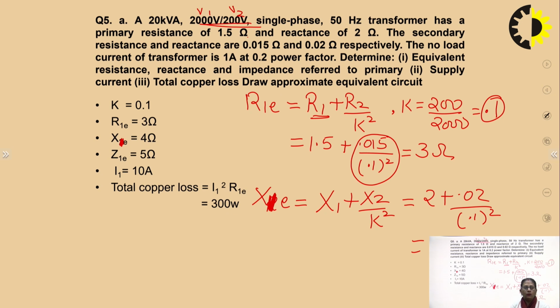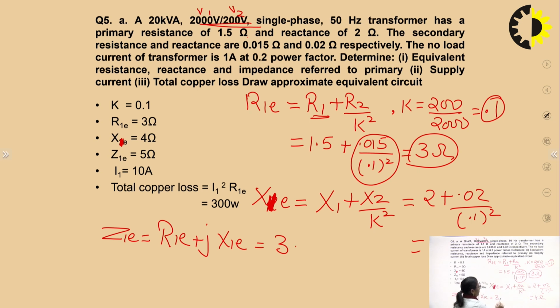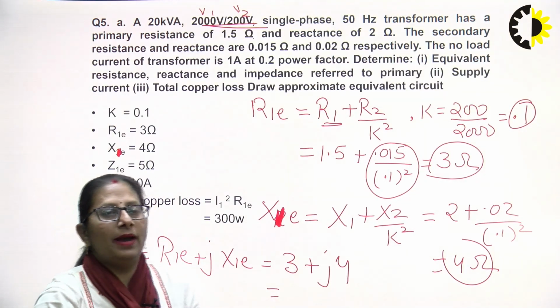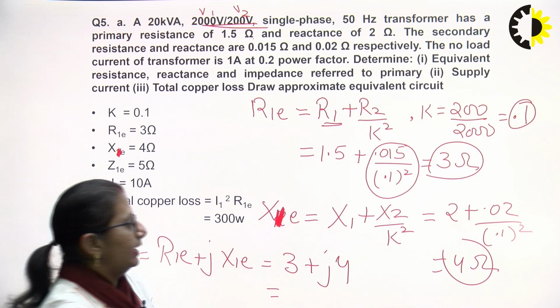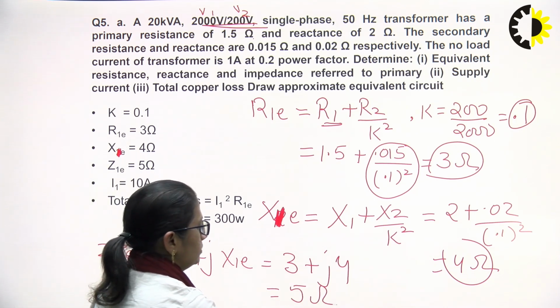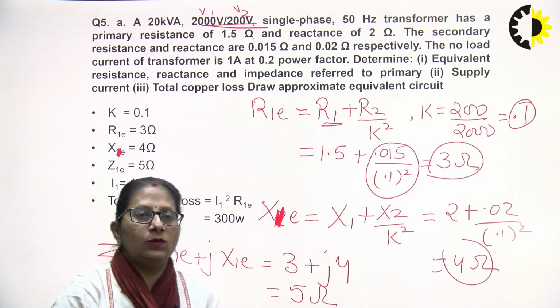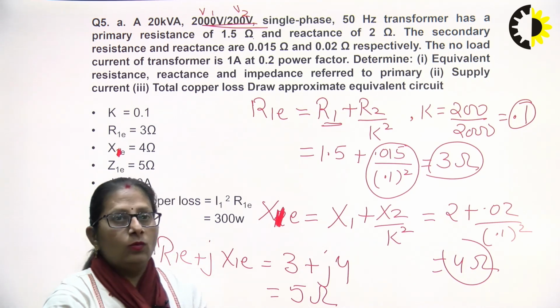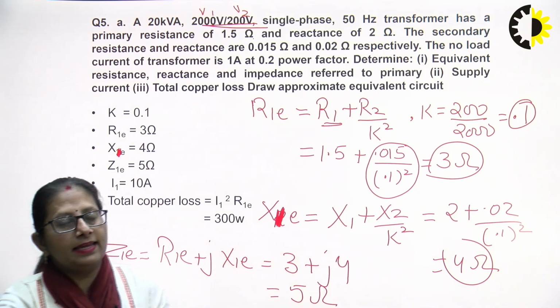Then we need to find Z1E, the equivalent impedance of the transformer referred towards primary. Z1E is given as R1E plus jX1E. R1E is 3, as we have already found, so 3 plus j4. If we find the magnitude, under root of 3 square plus 4 square gives us 5 ohms. So Z1E, magnitude wise, is 5 ohms. These are the equivalent resistance, reactance and impedance referred towards primary.